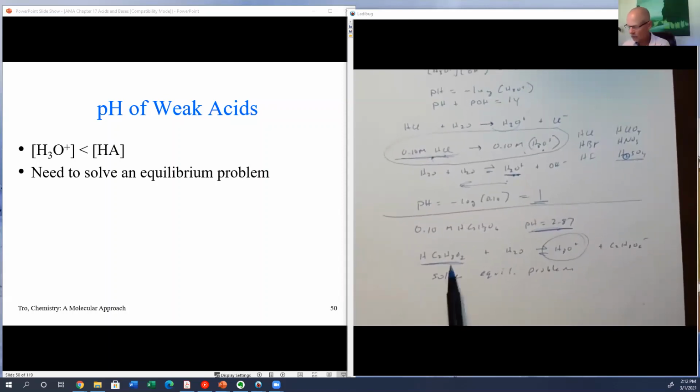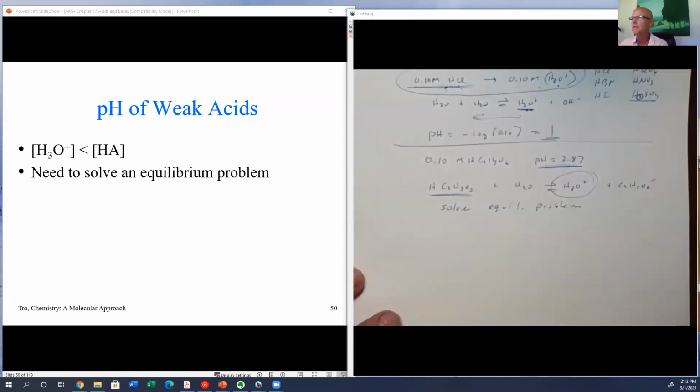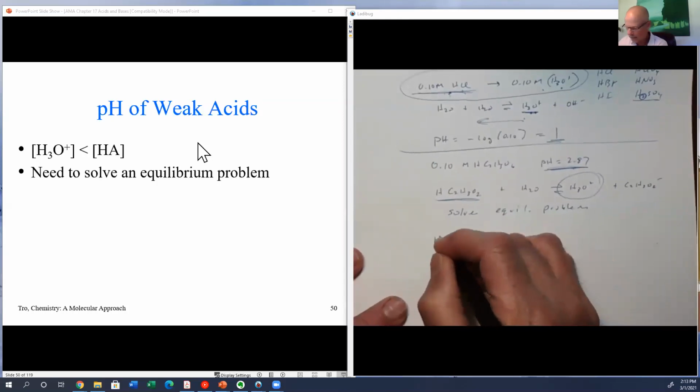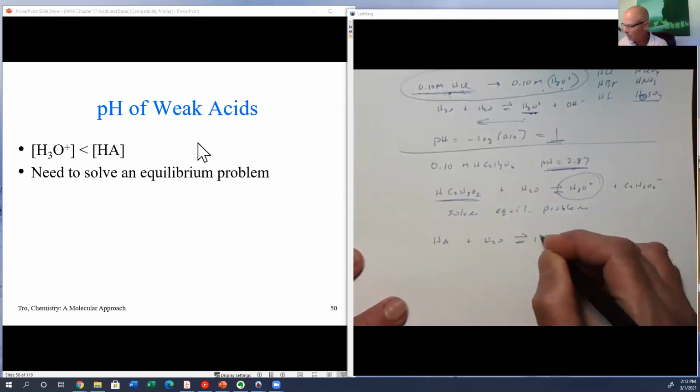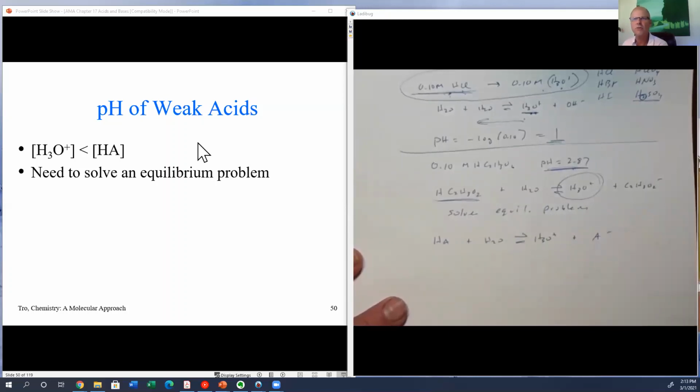So when you have a weak acid, you've got to solve an equilibrium problem. So I'll just show you how to set up one for a generic weak acid, and then we'll do an example. Okay. So if you have a generic weak acid, HA, right? Again, here's your generic equation. This is the third time I'm writing this equation so far in the first five minutes. That's how important it is. You're going to be using this equation over and over and over, right?